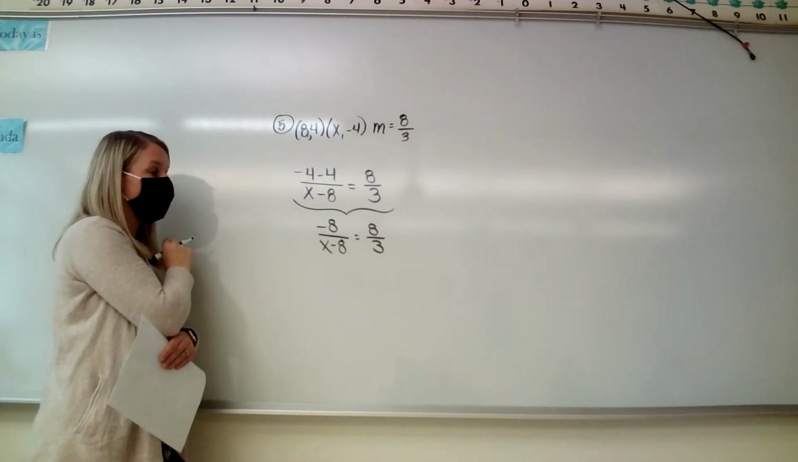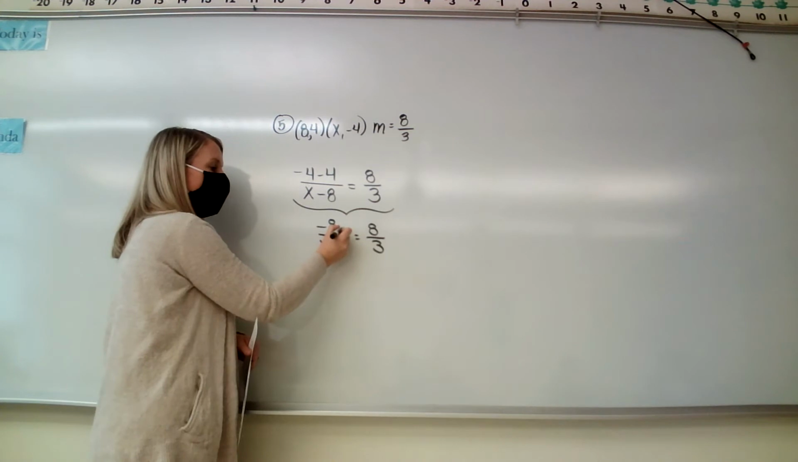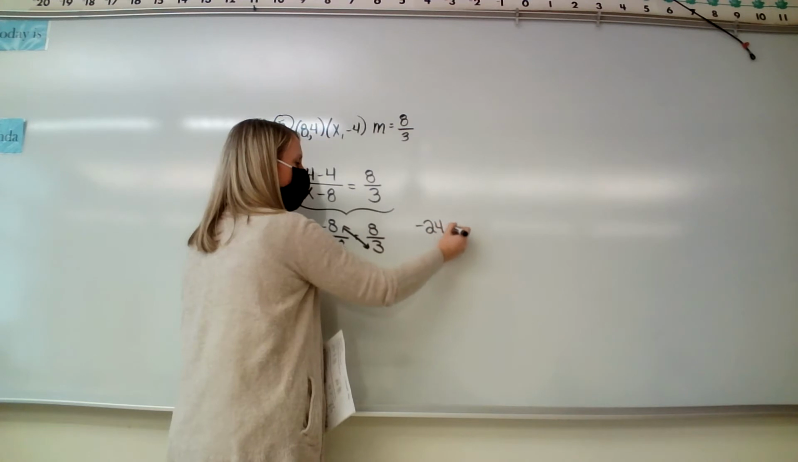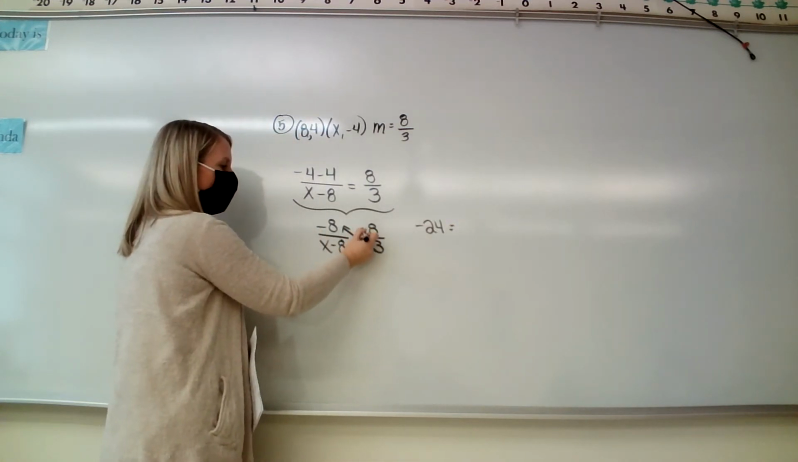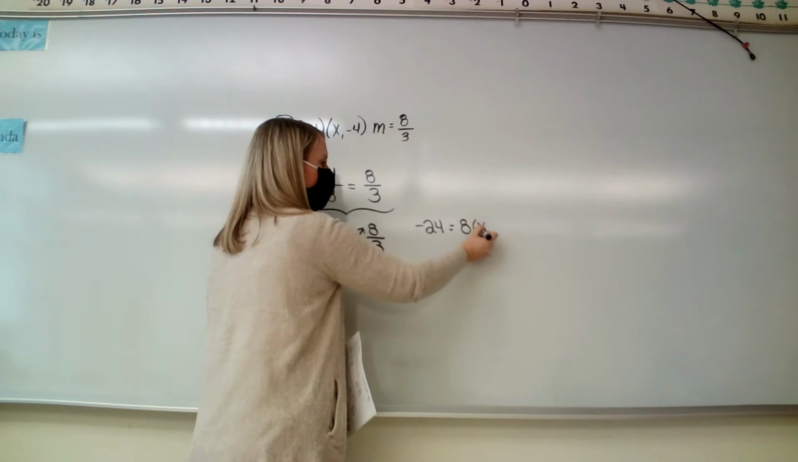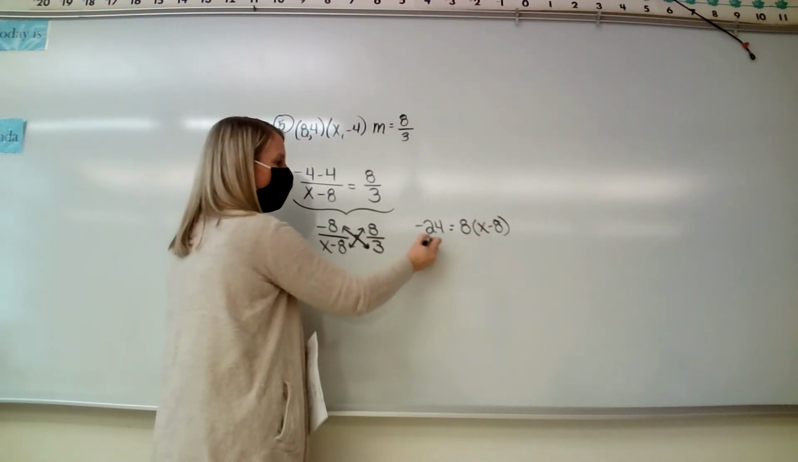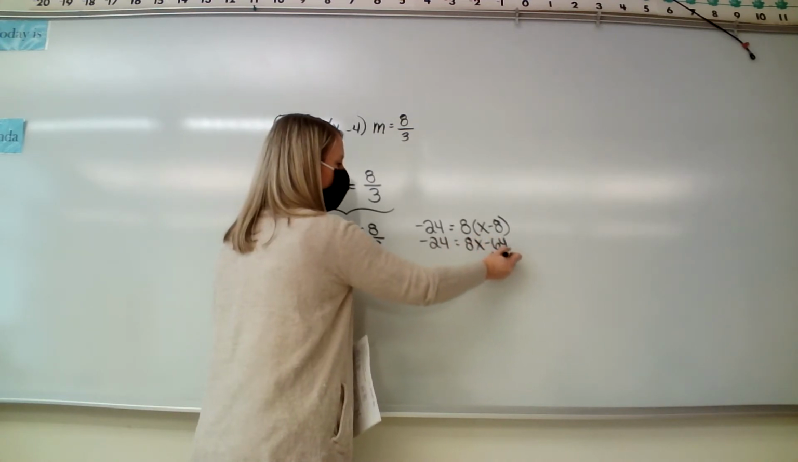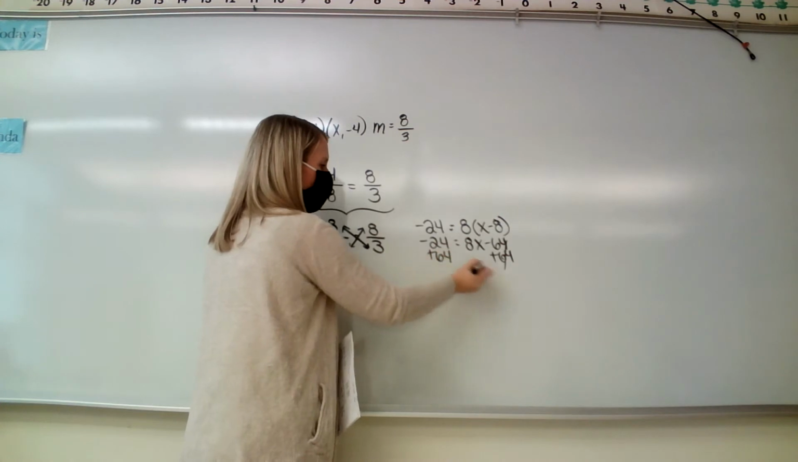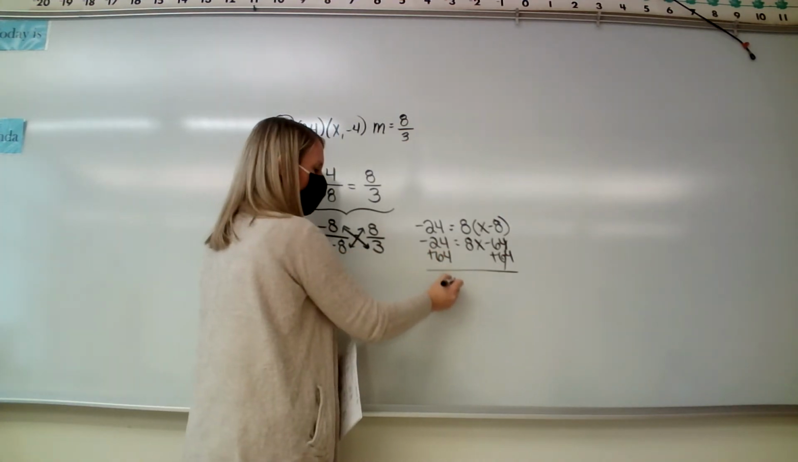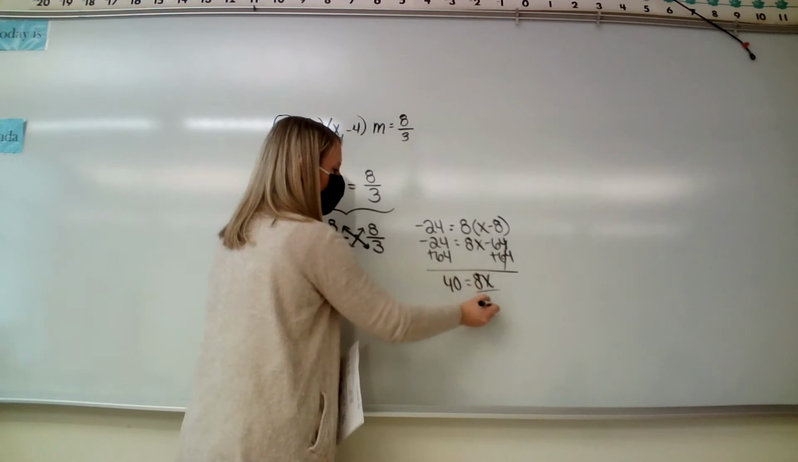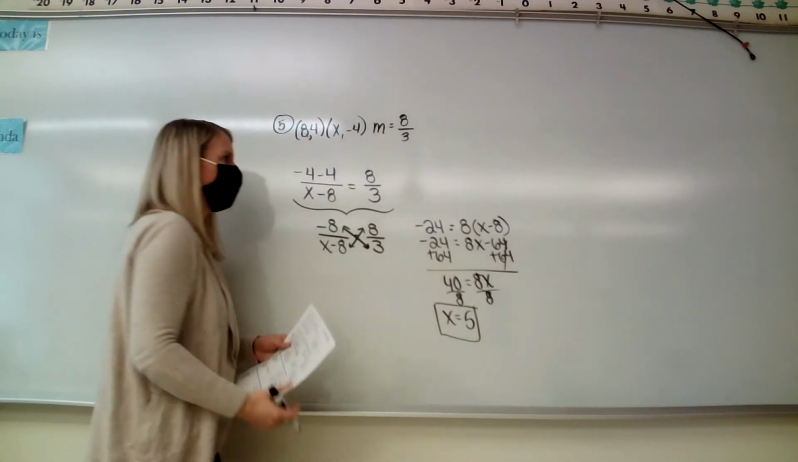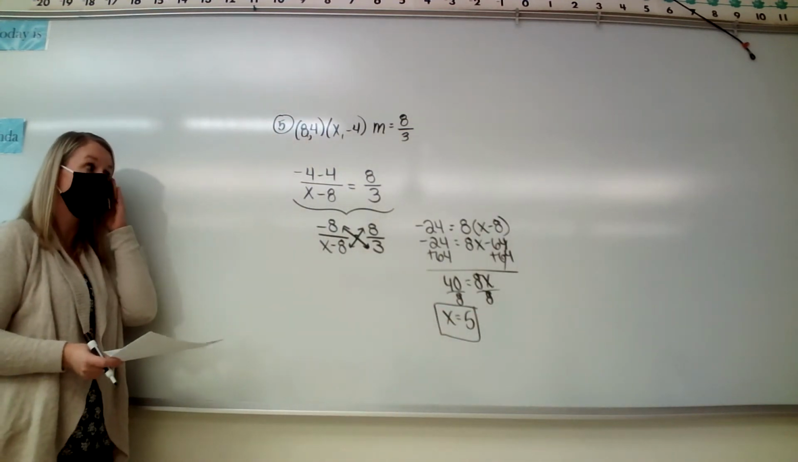Please make sure you know how to solve this. This is called a proportion. We solve a proportion by cross multiplying. So when I cross multiply, I get negative 24 equals 8 times x minus 8. Please make sure that goes in parentheses because you're multiplying the whole thing. Then you just have a few steps to solve for x. What's that give me? 40 equals 8x, so x would equal 5. And then you'd be done. So it's all about knowing that you're plugging it into the slope formula and then being okay with simplifying and solving.